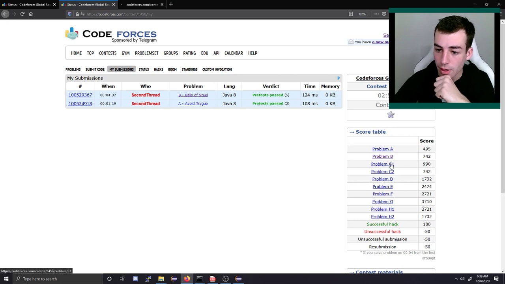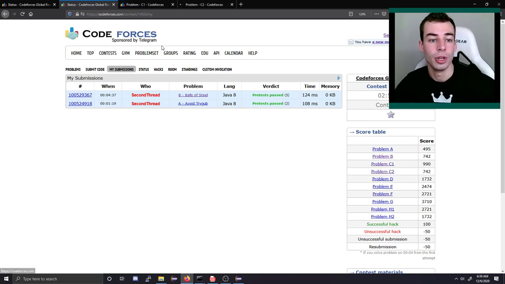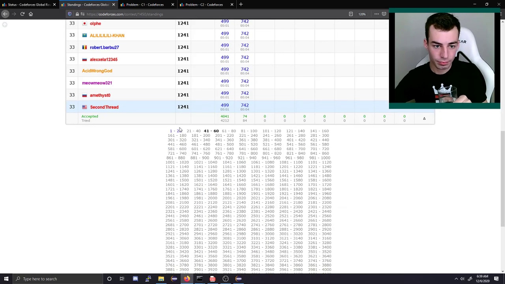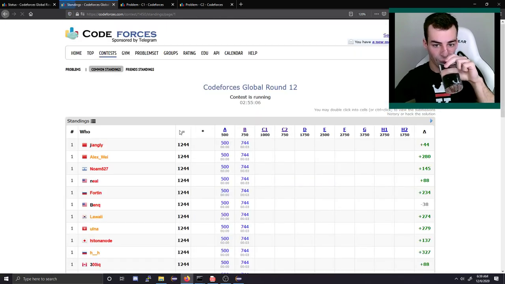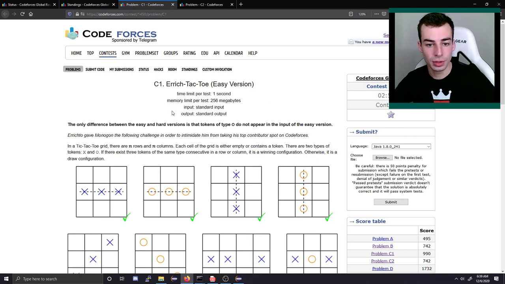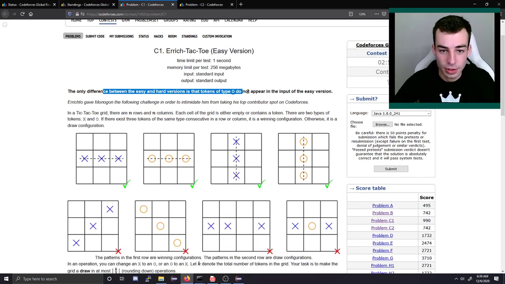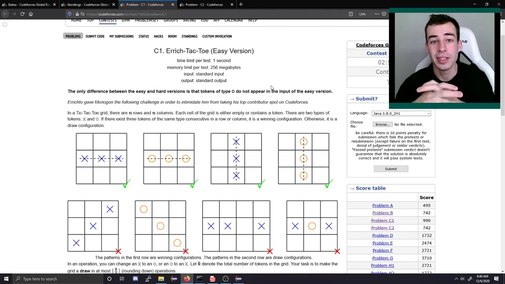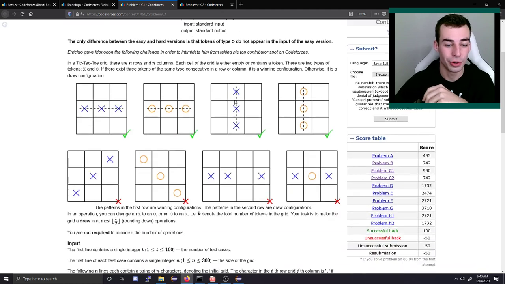Got it. All right. We'll read C1 first. The tokens of type O do not appear in the input of the easy version. Okay, first of all, so far these problems have just been incredibly easy to understand. So, very well written.